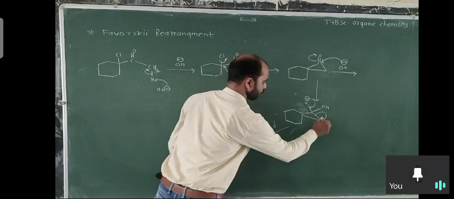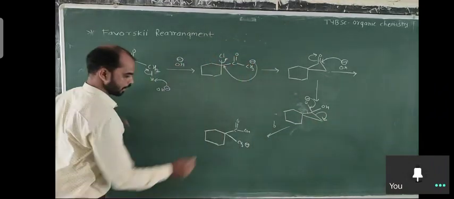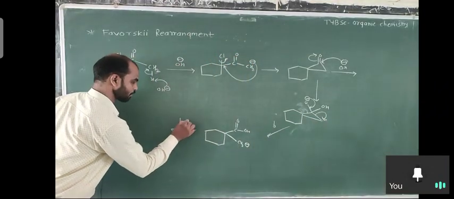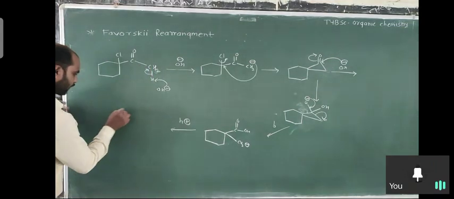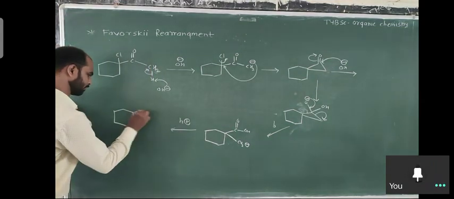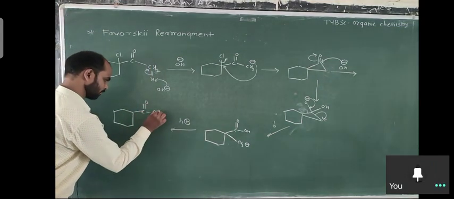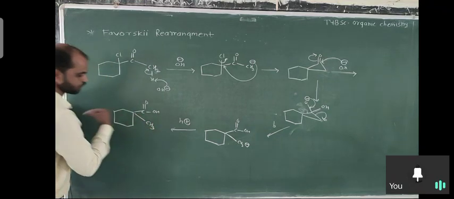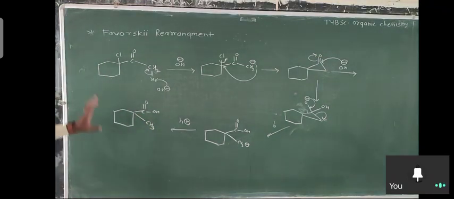So that's why we open the ring here. And last, there is an H plus protonation. So we get CH2 converts into CH3 as the product. So this is all about the Favorskii rearrangement.